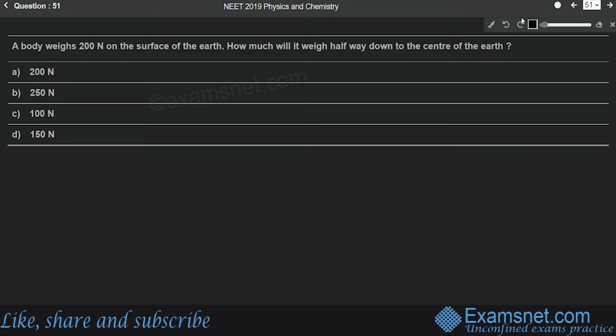Question number 51 is from the chapter gravitation, and the question is, a body weighs 200 Newton on the surface of the earth. How much will it weigh halfway down to the center of the earth? So what does the question say? Suppose this is the earth, this is the center of the earth O, and this is the surface of the earth.